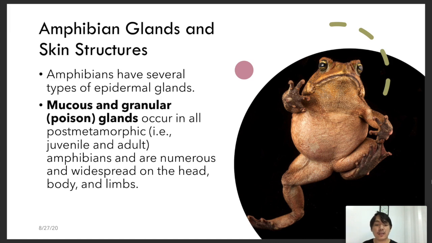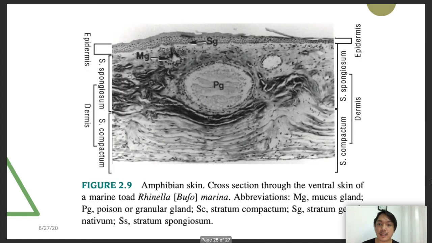So they have epidermal glands. A lot of them have mucus and granular glands that occur in post-metamorphic juvenile and adult amphibians, and are numerous and widespread on the head, body, and limbs. Okay, this is an amphibian skin.